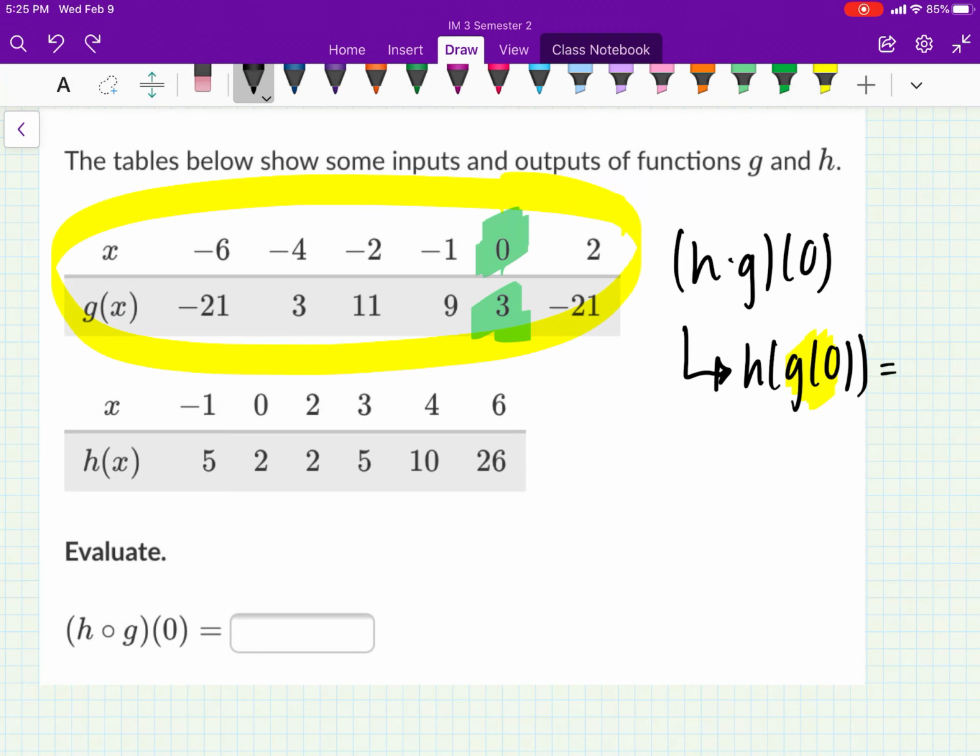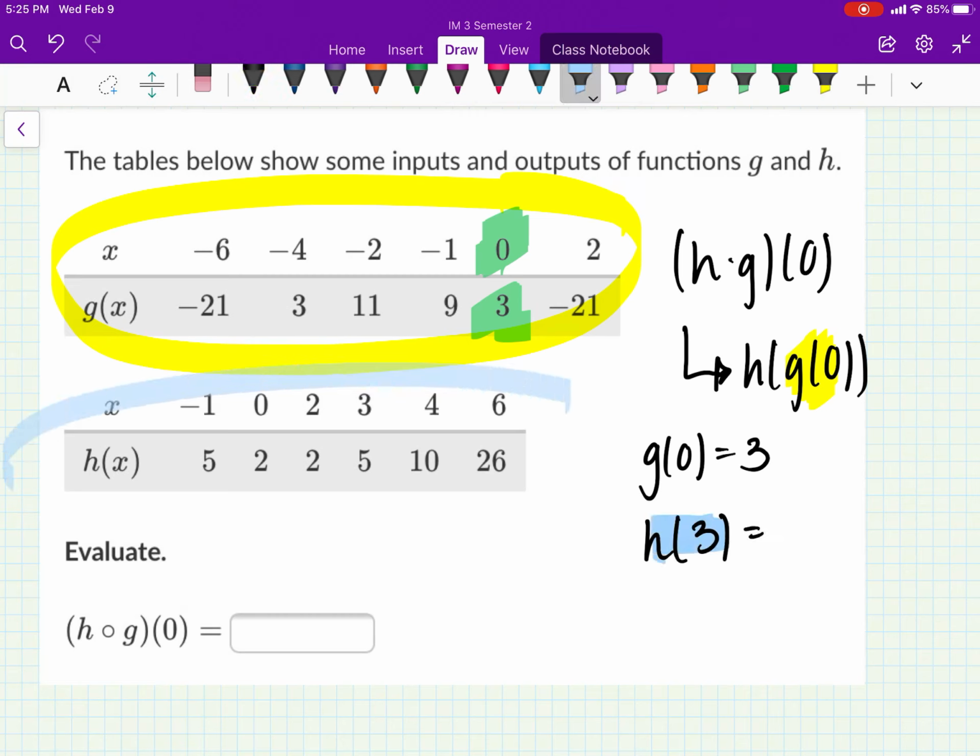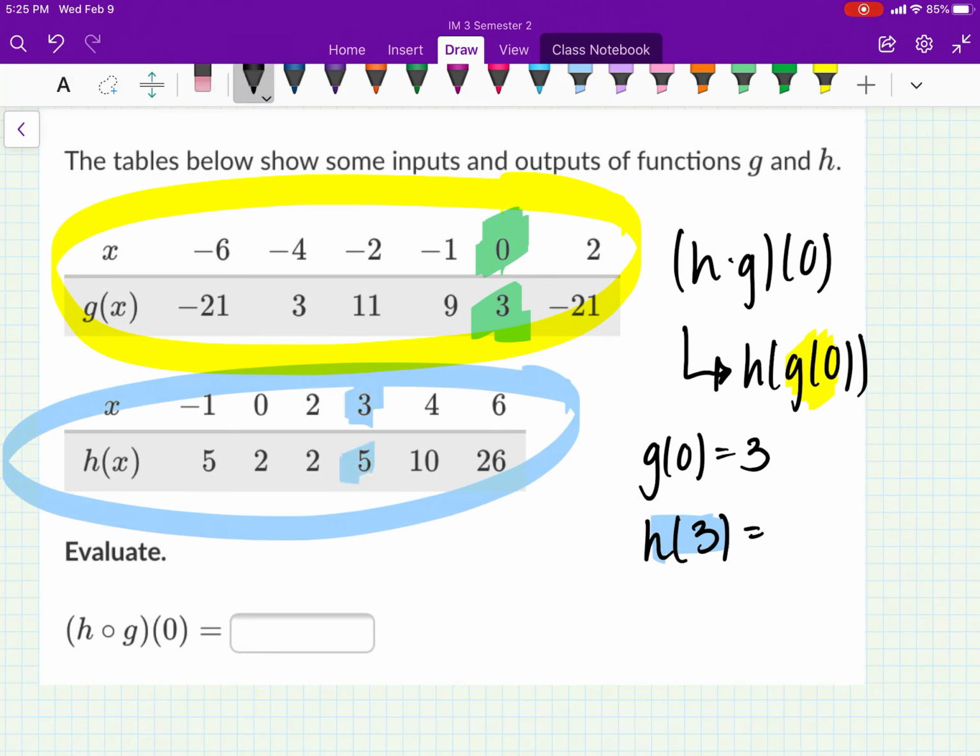Answer there for g of 0 is 3. So now that becomes the value for h. It's going to be h of 3. So let's take a look at h in this case, where x equals 3. So our answer here is going to be a 5. So final answer here, guys, is indeed a 5.